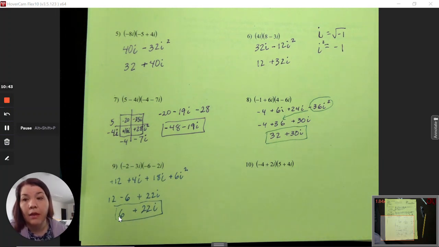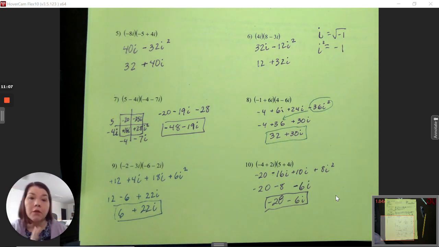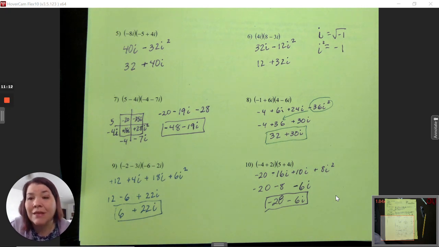And then last but not least, let's get 10. And there we go. So we have negative 20, negative 20 minus 16i, positive 10i, and positive 8i squared. Positive 8i squared becomes negative 8, so 20 minus 8. Negative 16i and 10i make negative 6i, so negative 28 minus 6i. So that's that, complex numbers. And again, it's pretty straightforward because it's the same rules. It's exactly the same, it's just that weird i squared becomes negative 1.